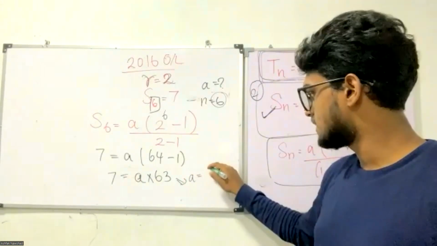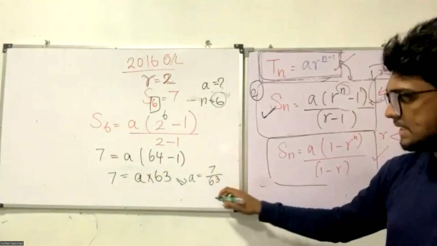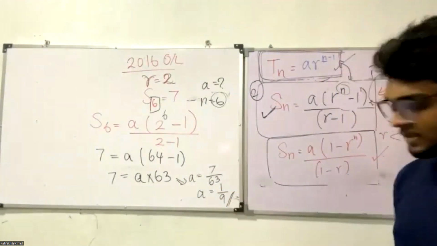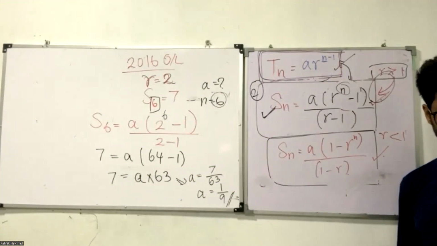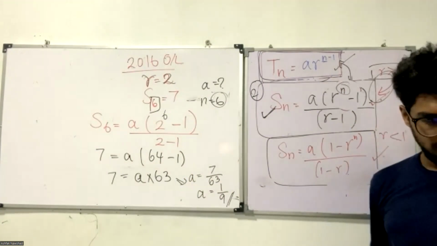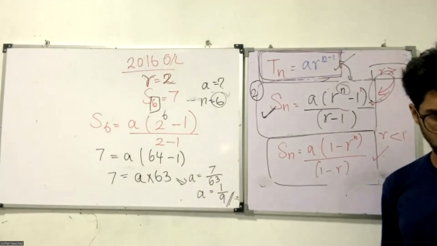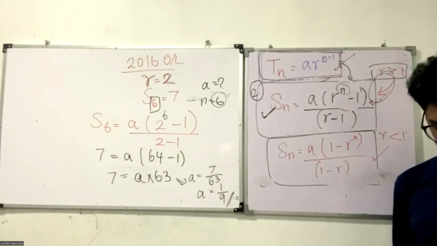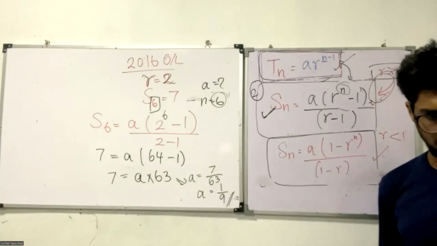A is 7 over 63, which means we can divide both by 7. A is 1 over 9. Is this okay? Good.